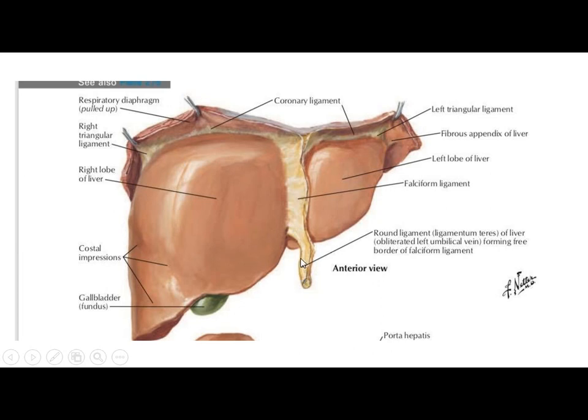It is continuous with the round ligament and the falciform ligament, along with the paraumbilical vein in fetal life. The falciform ligament is a free edge of a fold of peritoneum that attaches to the right of the midline of the liver. And this is the diaphragmatic surface.